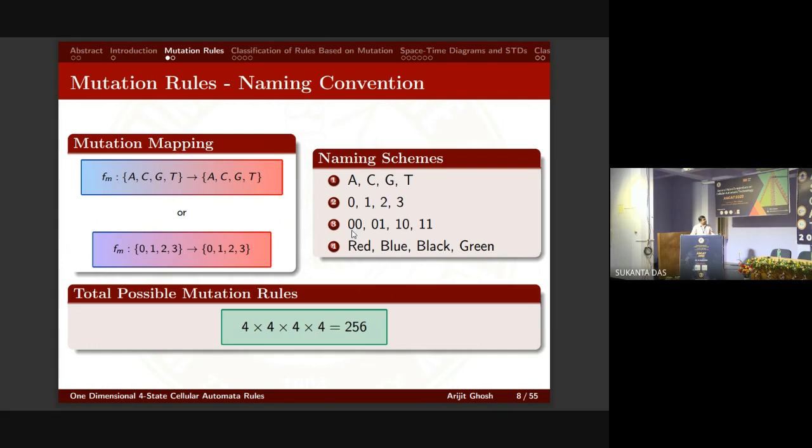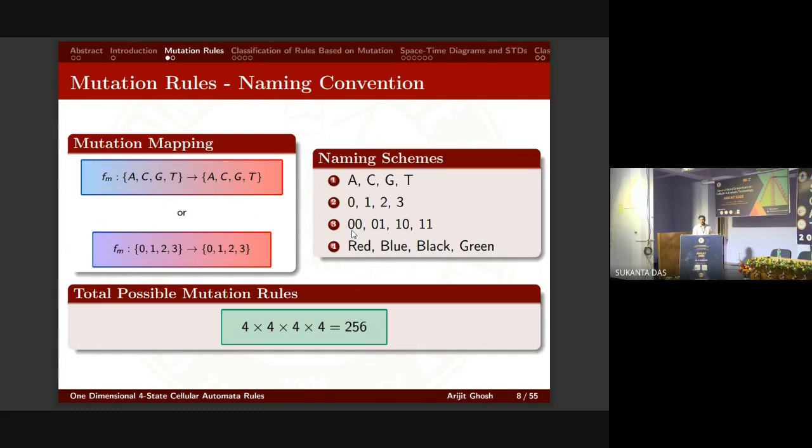So we define the mutation mapping like this: F_M from ACGT to ACGT, or F_M from 0123 to 0123, where M is the mutation rule number. Since there are four places of change, there are a total of 256 possible mutation rules. Various authors have used various naming schemes. Biologists often use the four letters ACGT to represent the four nucleotides, so we have kept the same.